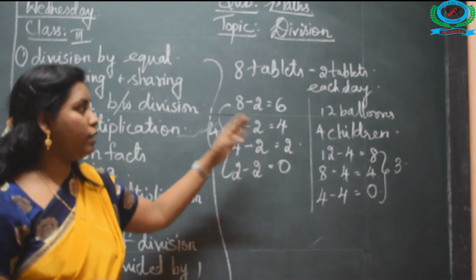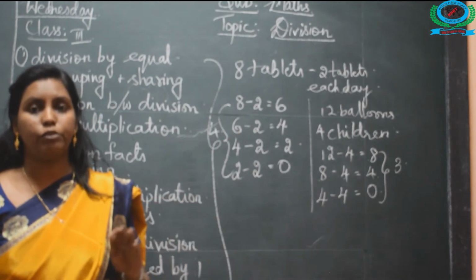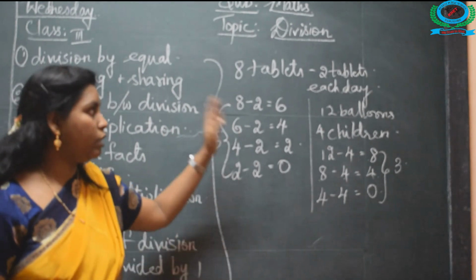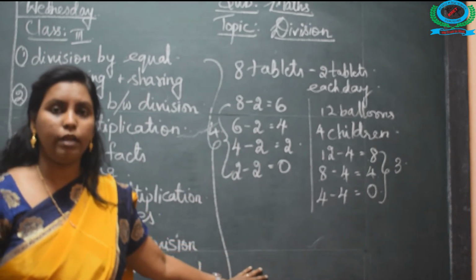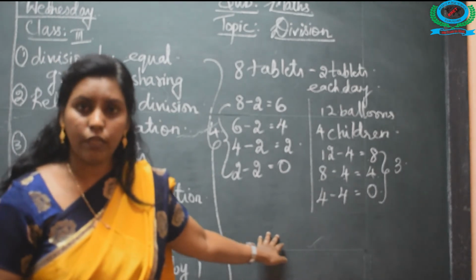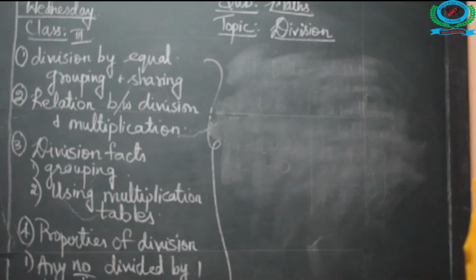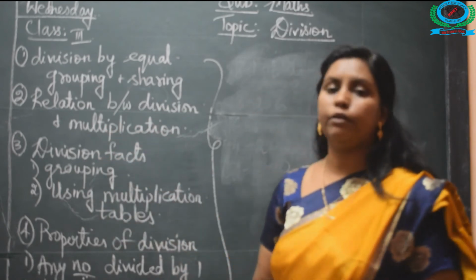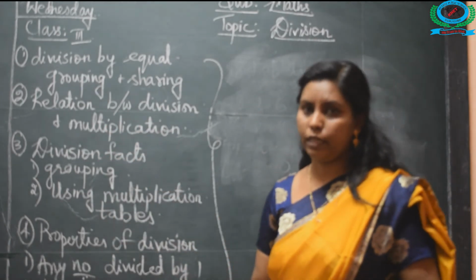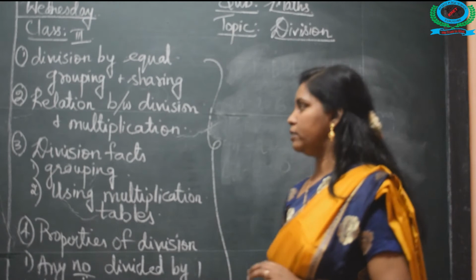Okay. So 12 divided by 4 gives you 3. This is called equal sharing and equal grouping. Okay children? So this was the first subunit. What is the second subunit? The second subunit says the relationship between division and multiplication. How can we show the relationship?